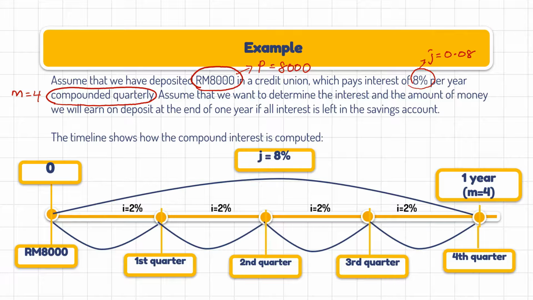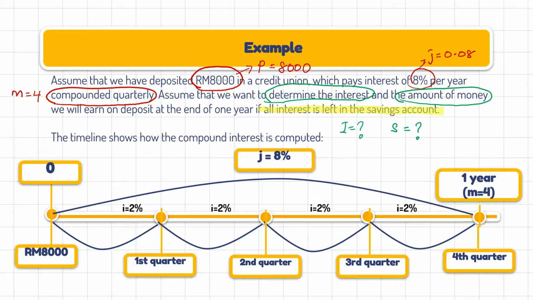Now, we assume that we want to determine the interest and the amount of money after 1 year, in simple words. So we need to find our I and we need to find our S, because that is the amount of money at the end of 1 year.